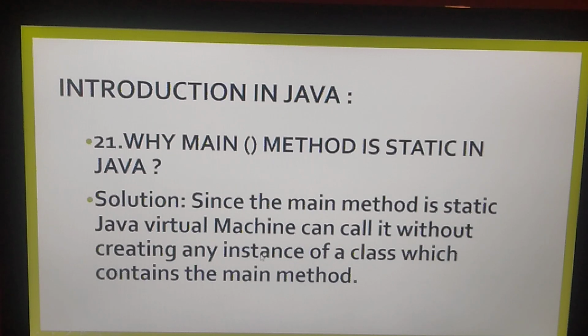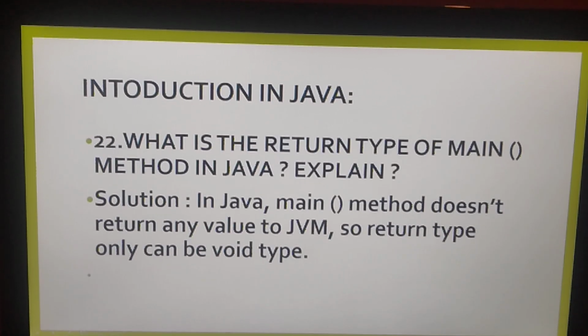Question 21: why is the main method static in Java? Solution: since the main method is static, Java Virtual Machine can call it without creating any instance of the class which contains the main method. Question 22: what is the return type of the main method in Java? Explain. Solution: in Java, the main method doesn't return any value to JVM, so the return type can only be void.